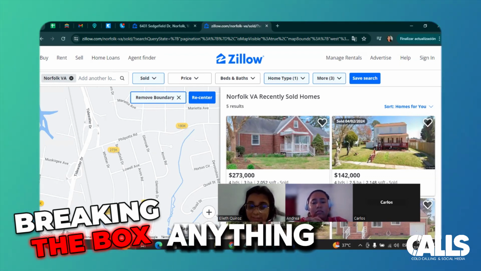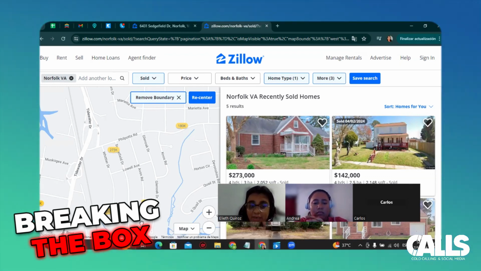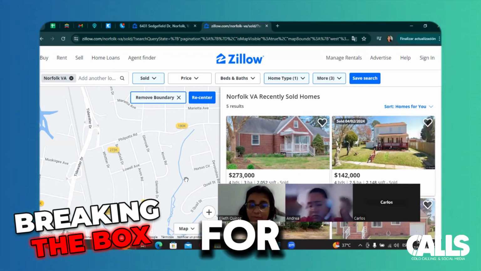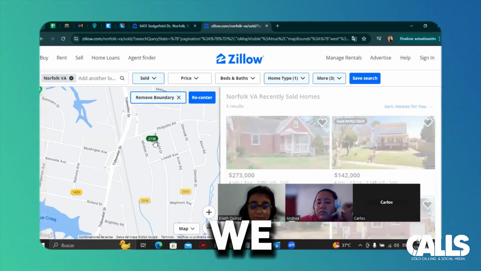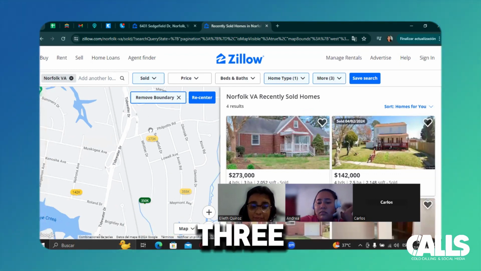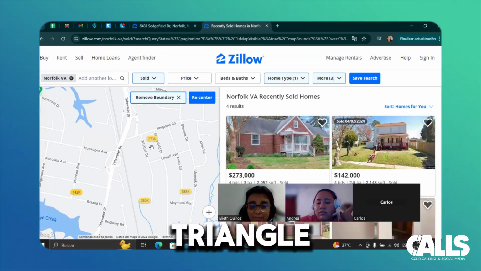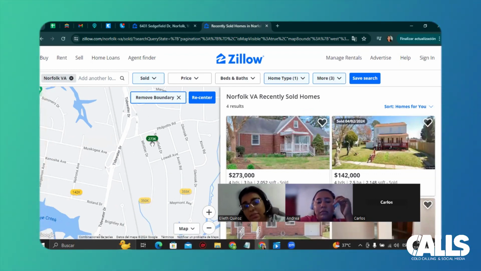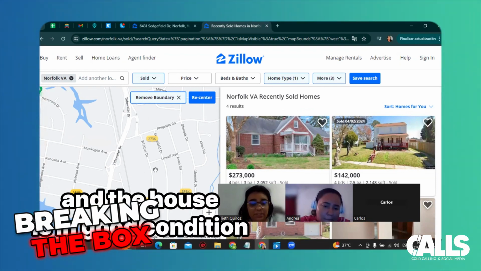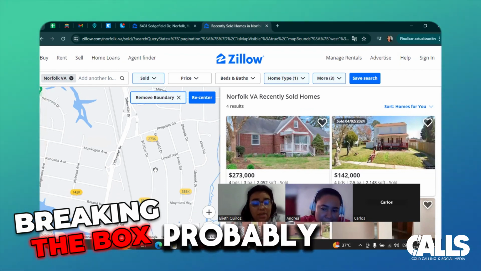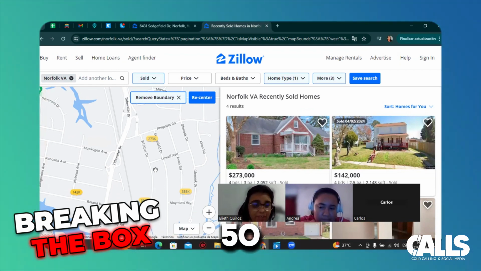Do you see anything selling around that price? Around what price are houses going for? This is a different market, so we're not going to take that into consideration. We have 1, 2, 3 here, a triangle. What does it say? If the seller wants 250 and the house is in good condition, probably our team will give him 250.